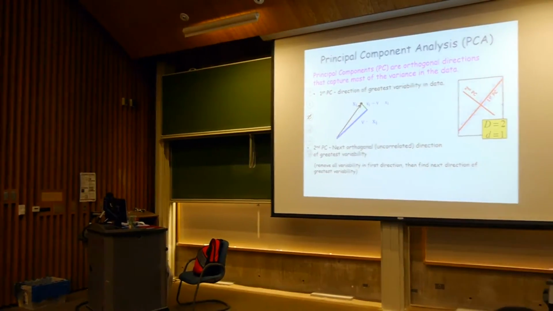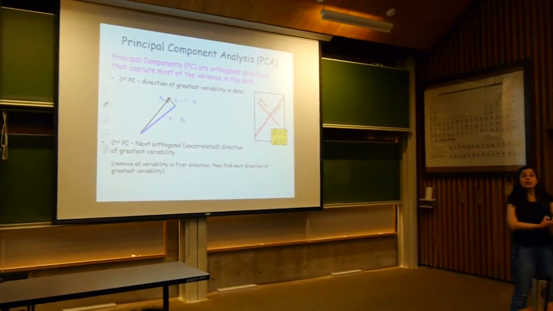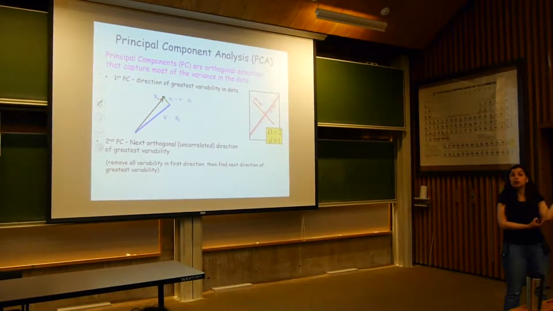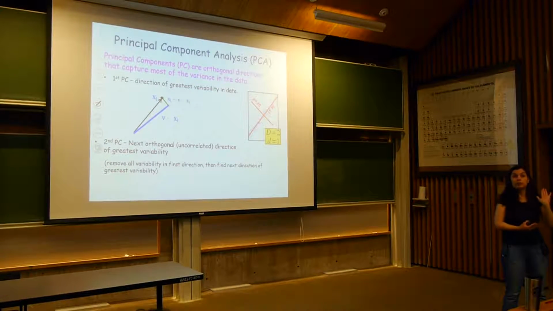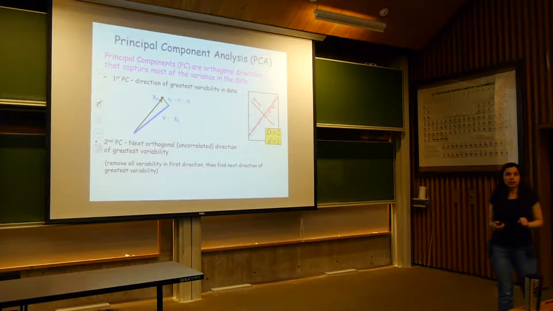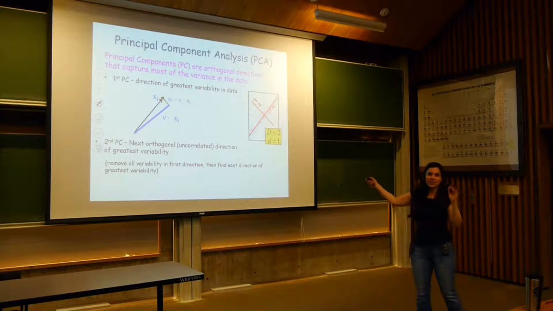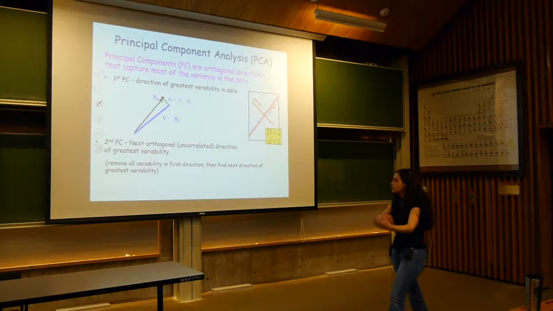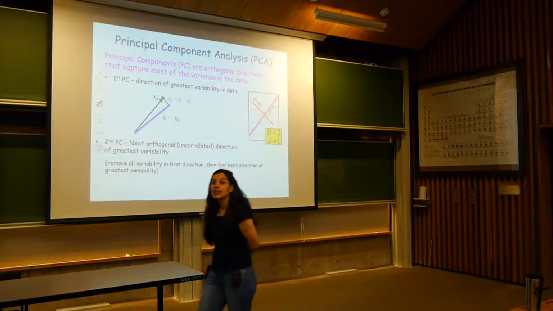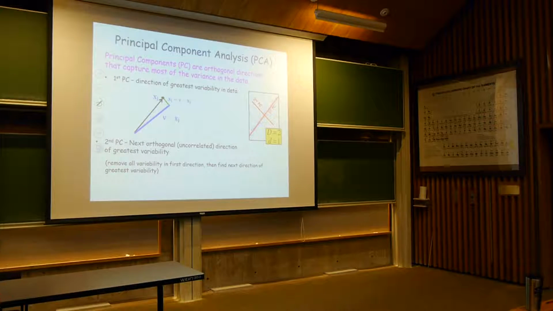We'll set things up so that these principal directions are actually orthogonal to each other. They are uncorrelated. That's important. So the second principal component is the next orthogonal direction of greatest variability. Yes? Orthogonality is an important condition? Yeah, it's important.